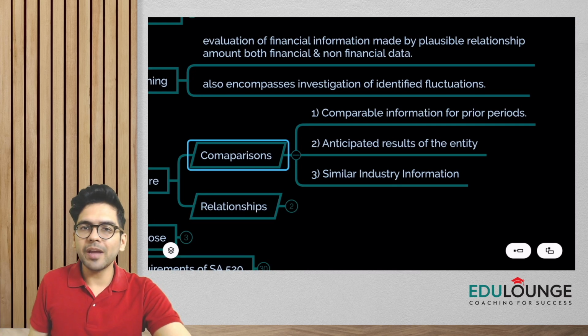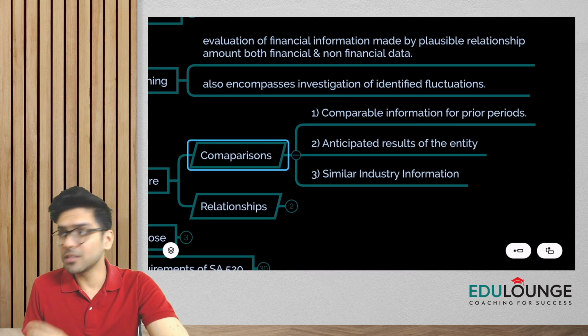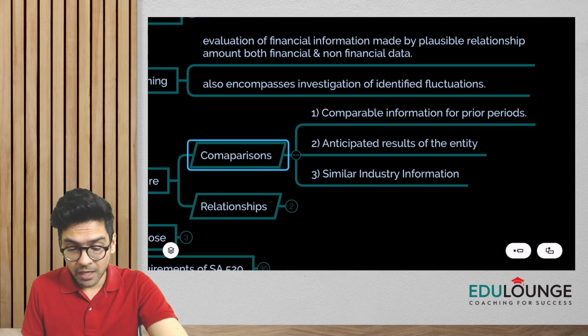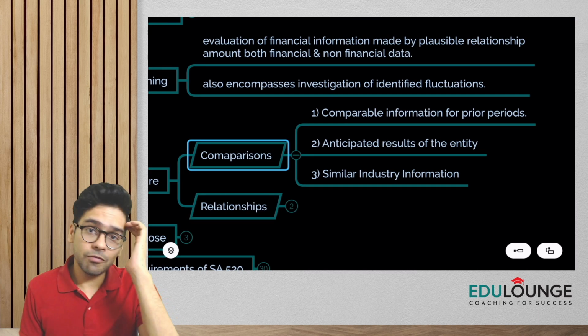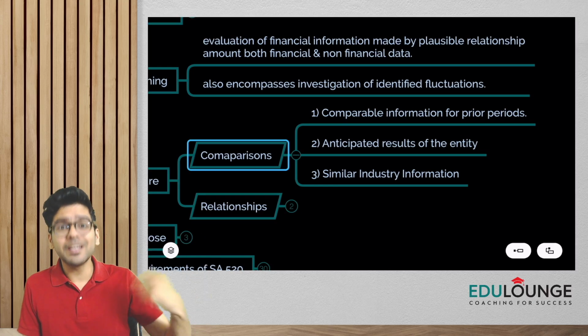It can be comparison with the anticipated results. Let's say actual versus budgets. We had made certain budgets, so we can compare the actuals with the budgets. We can compare with similar industry information also. We can compare the client's data with that of the competitor, with that of the industry data.